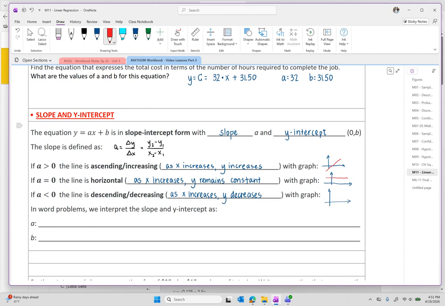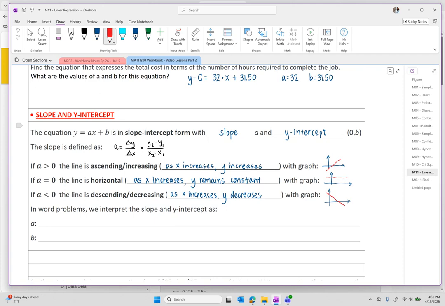If a is less than 0, the line is descending or decreasing, and that means that as x increases, the y decreases. So when you move from left to right, you will be going downwards when you graph your line.